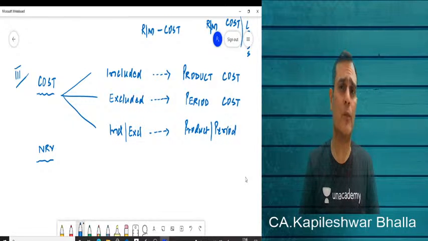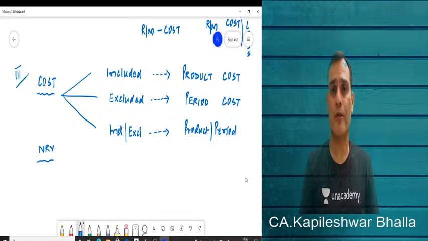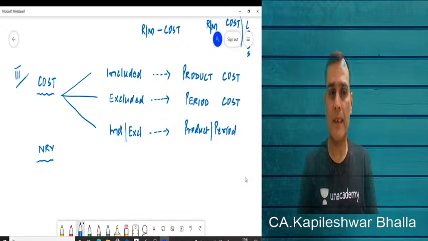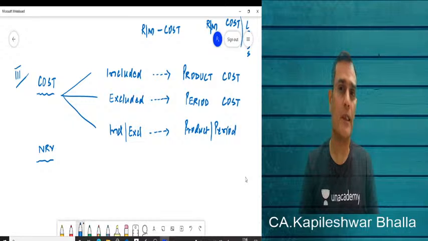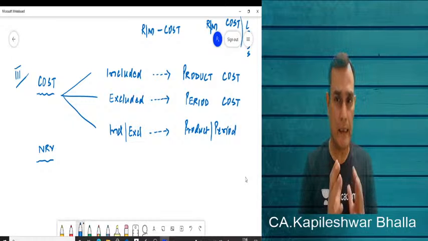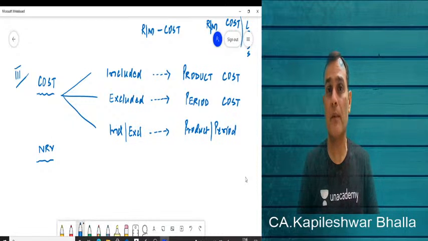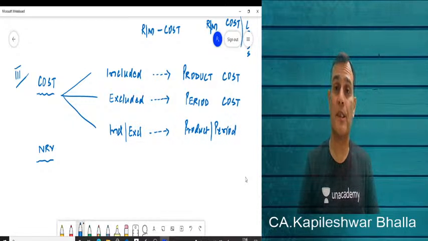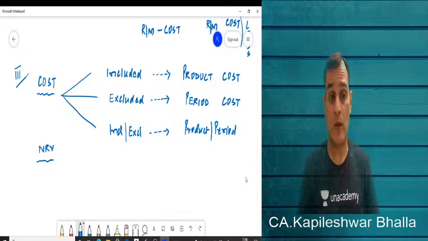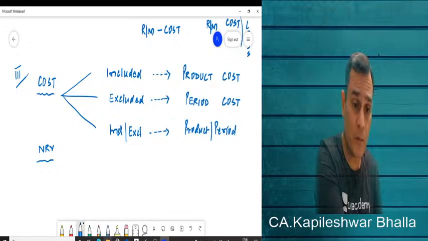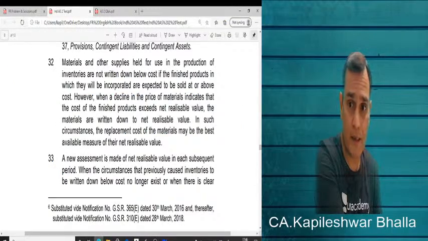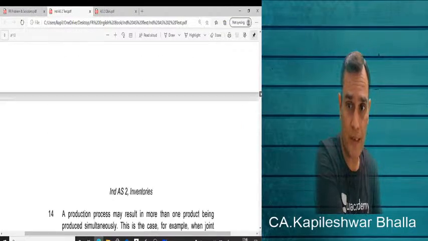And as far as the NRV is concerned, there is a definition of NRV given in the standard. So let's do one thing. Let's first show you certain inputs in Ind AS 2 which talk about the cost which is included, what I'm calling product cost, the cost which is excluded, which is a period cost, and the cost which may or may not be included. So let's take you to the text of the standard once again.